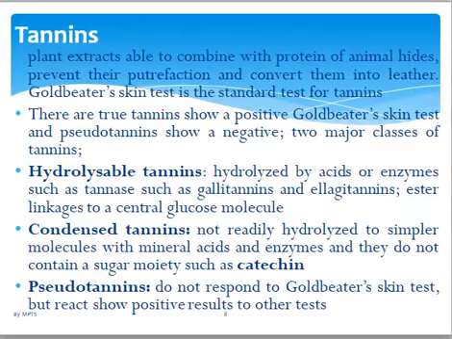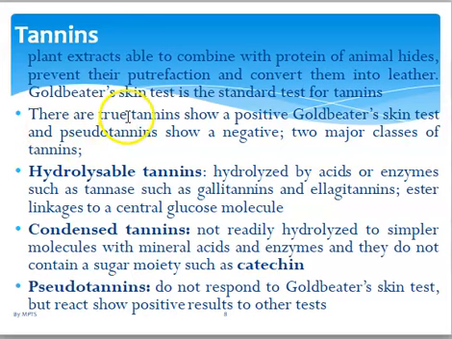Let us briefly talk about tannins. Tannins, of course, you can contact us. If we need more clarity, we can make other videos for you. Tannins, of course, these are plant extracts. When they combine with animal protein in hides, they cause petrification, converting it to leather. Petrification is aging. And of course, the gold beater's skin test is the standard test for tannins.